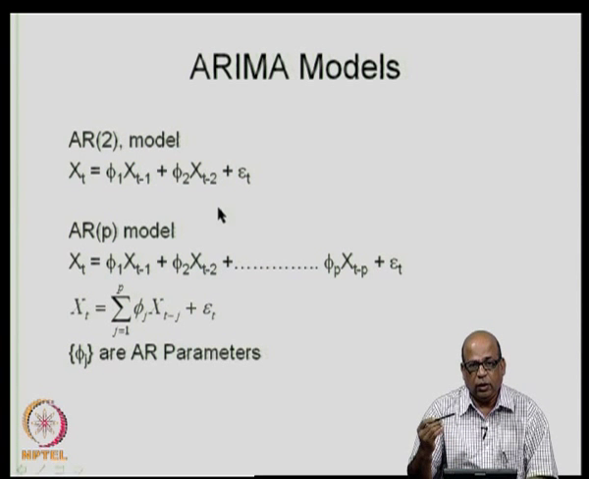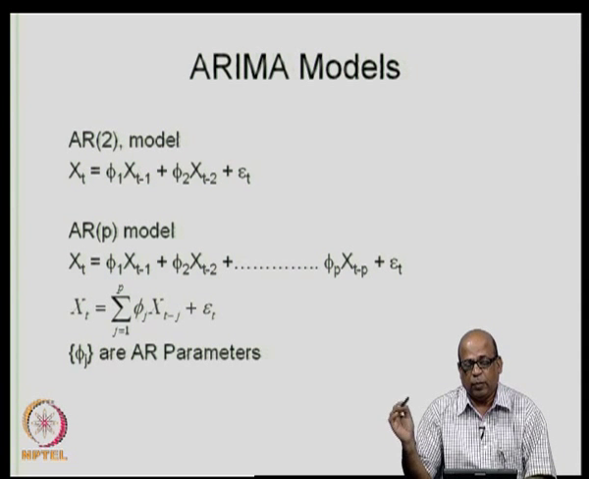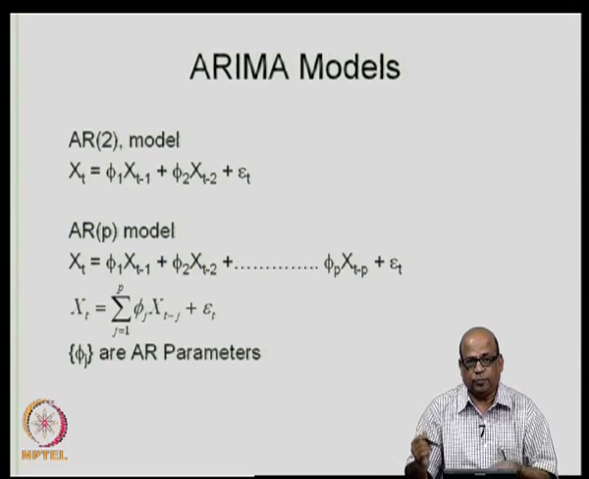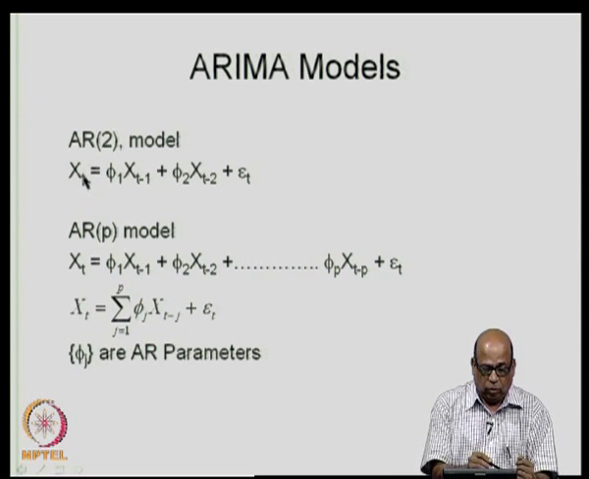This is similar to writing a multiple linear regression model of the type y is equal to a 1 x 1 plus a 2 x 2 plus some other constant b. So, in the autoregressive 2 model, you will write the model in terms of the two previous values x t minus 1 and x t minus 2.